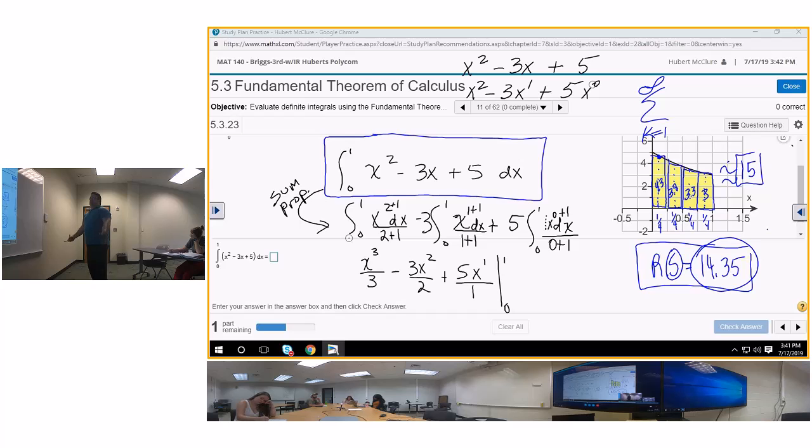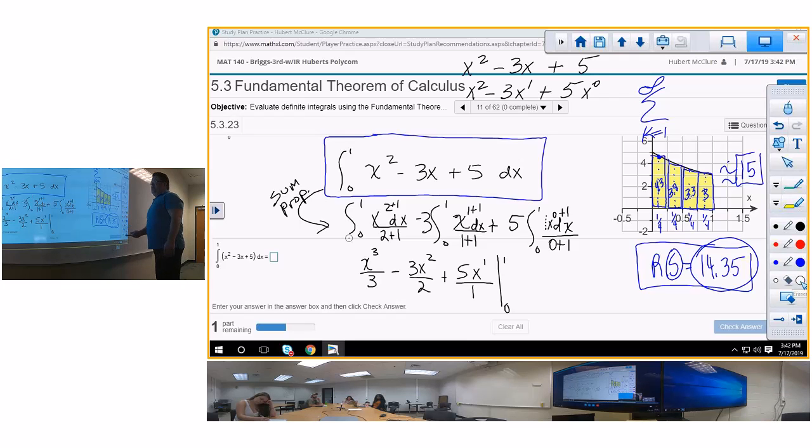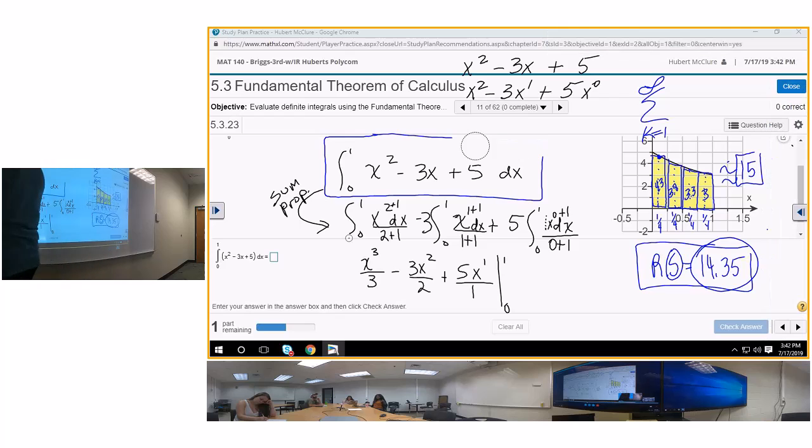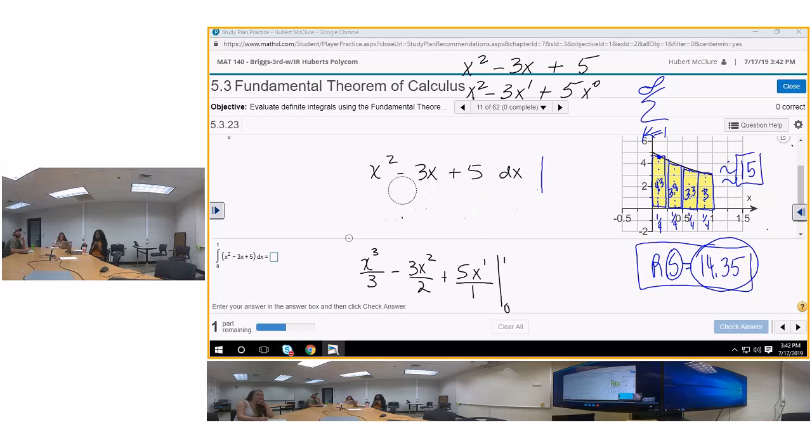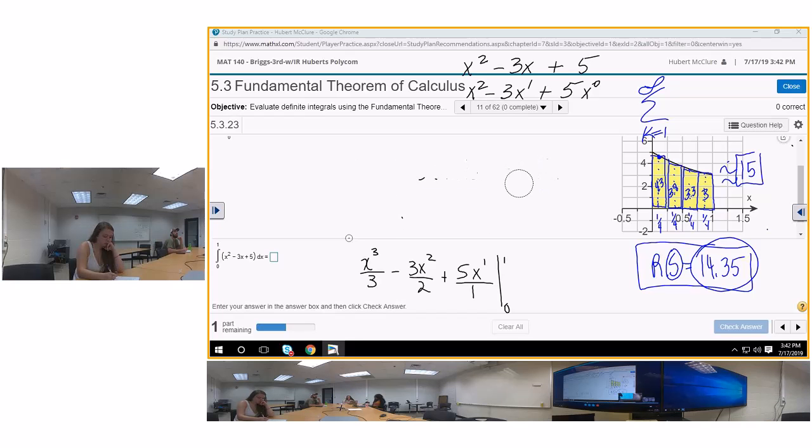Now I'm going to erase that because I don't have room and I can't shrink it. Put the 1 and the 0 right there, next to it. It means evaluated, like those two numbers.